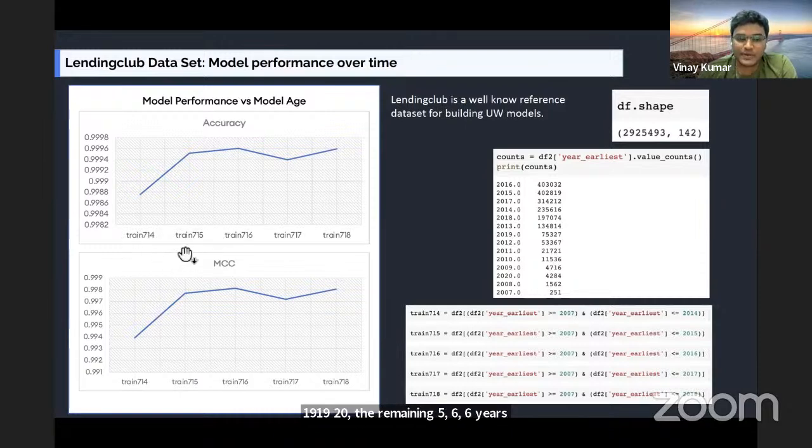Likewise, we trained the model between 2007 and 2015 and tested on the remaining five years. So we trained the model on a certain time period and tested on the remaining time period. When we observe this, the latest model actually had better performance as compared to the oldest model for the entire time period. This could be a simple correlation, but the same effect can be seen more drastically when you productionize these models.